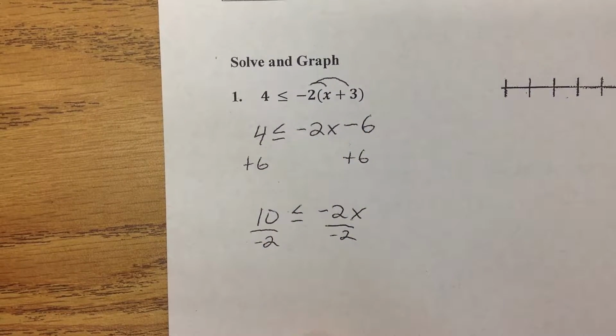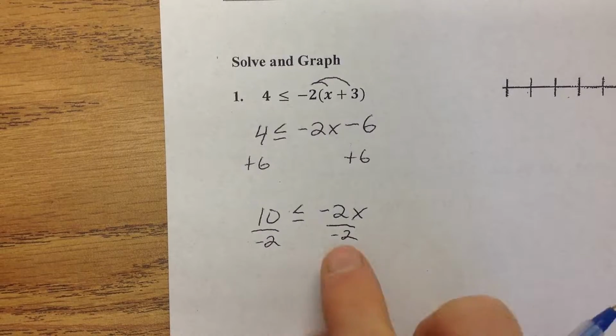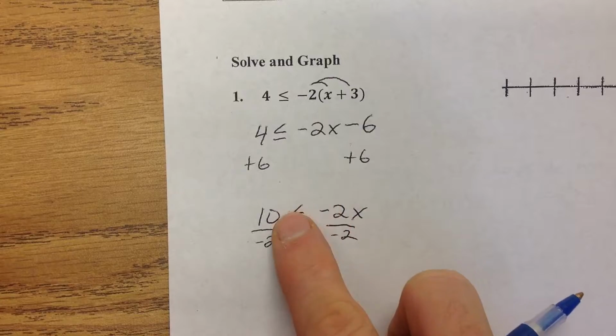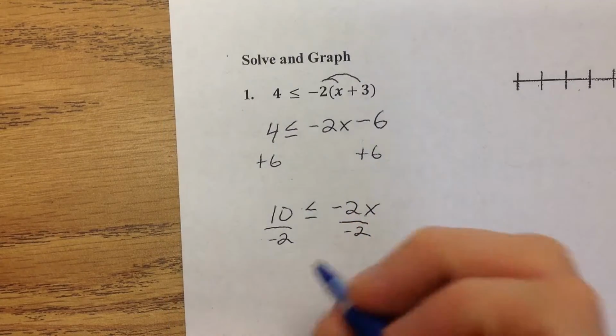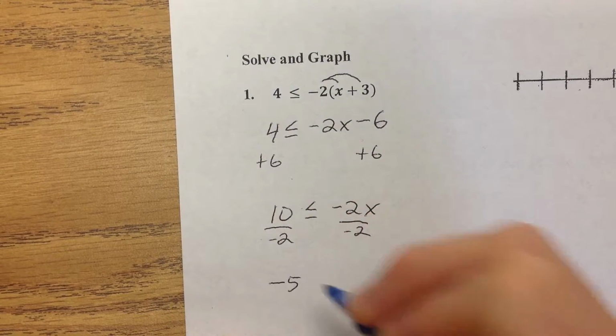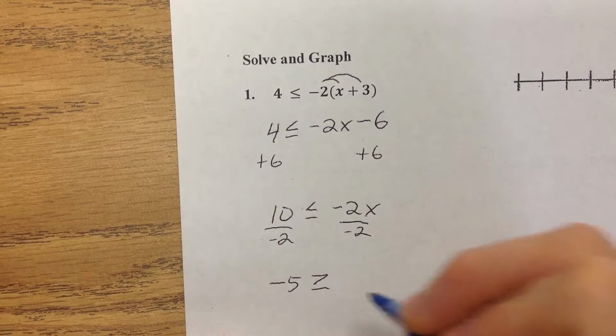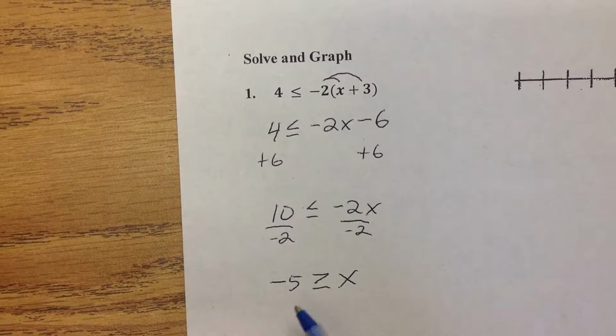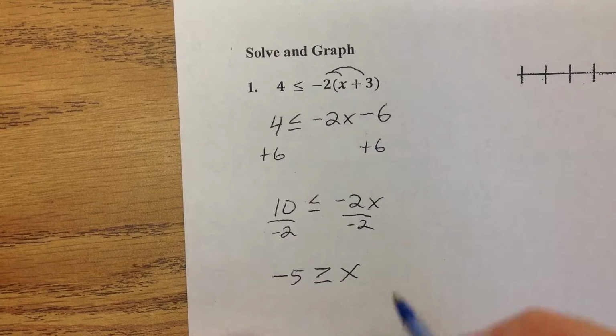Now, here's where you have to be careful. When you are dividing by a negative and you're dealing with inequalities, this symbol has to flip. So it's going to go from being a less than or equal to a -5 is greater than or equal to x. Now you could be done here, but I think this is harder to graph. It's harder to think about -5 is greater than or equal to x than it is if we flip this around.